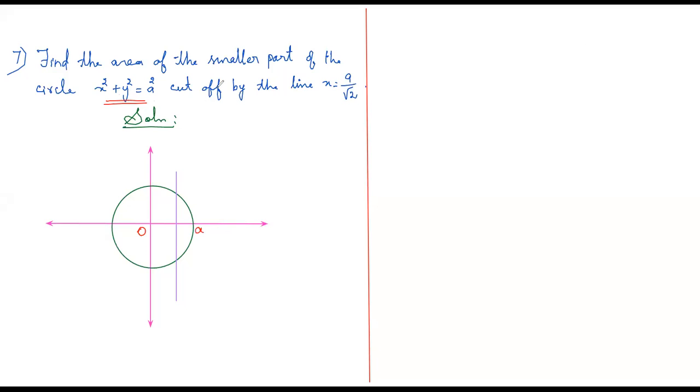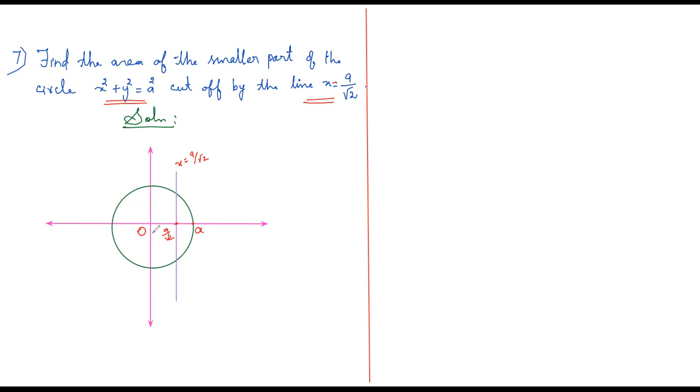Now you see it is cut off by the line x equal to a by root 2. A divided by root 2 will be smaller than a. So a is here, and a by root 2 is a point less than a. The line a by root 2 you draw here. So this is the line x is equal to a by root 2. This is the point a by root 2, this is the point A, and this is the point O.